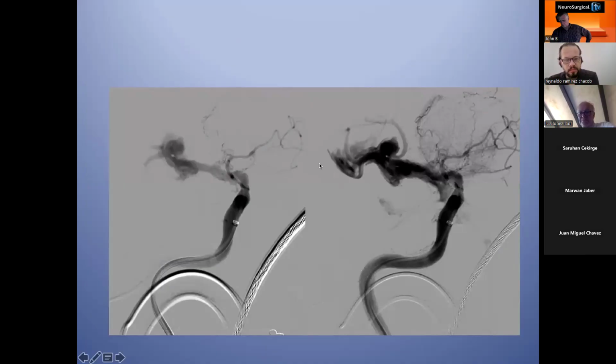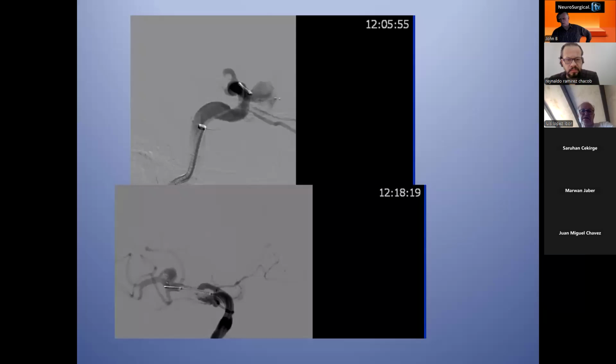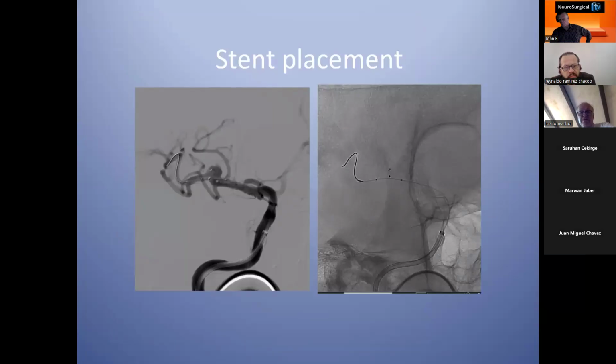At this moment, with my colleague doing compression of the carotid, I decided to implant one stent. This is the WEB in the neck. This is the stent. Stop bleeding. You are here. The stent, the WEB.